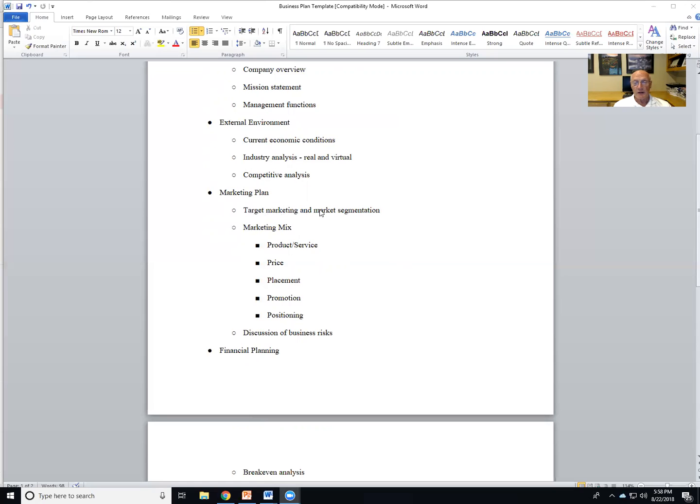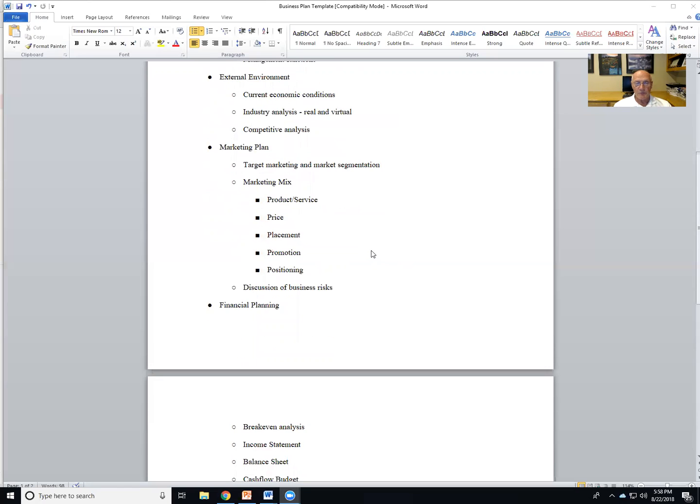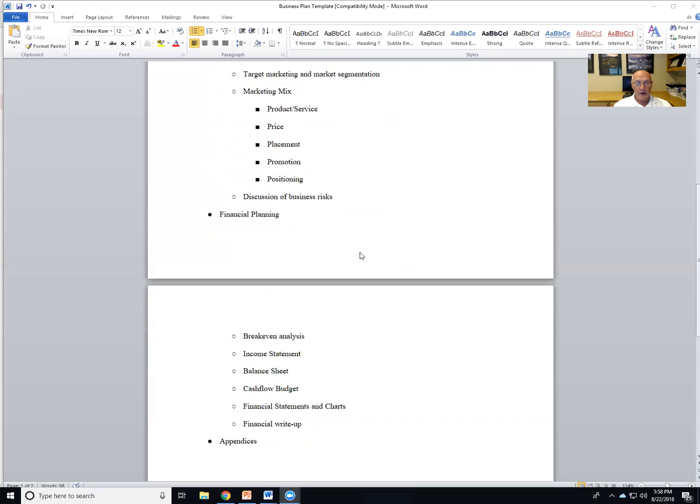So, target marketing and target segmentation. The target market, obviously, we talked about: who the target audience is, and what small segment of the industry or what small segment of the market we are targeting. That's a very important part of this.